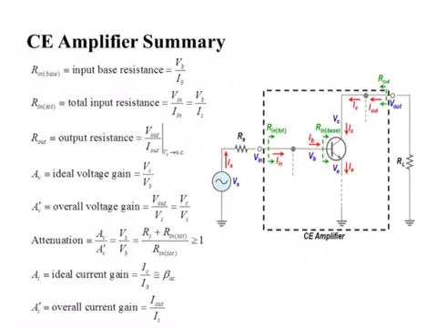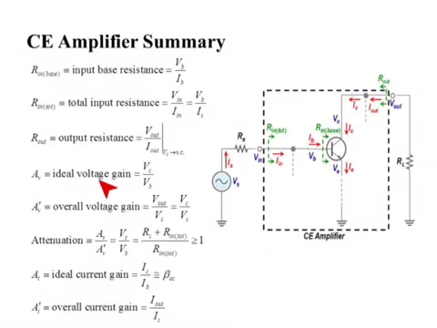So this slide summarizes all the parameters we calculated. We are able to calculate the input resistance looking into the base. We got an expression for that. We are able to calculate the total resistance after you include R1 and R2 and all the other things that you may have here. We are able to calculate the output resistance. You remove RL, you put an artificial source. We can calculate that after you remove your signal source.